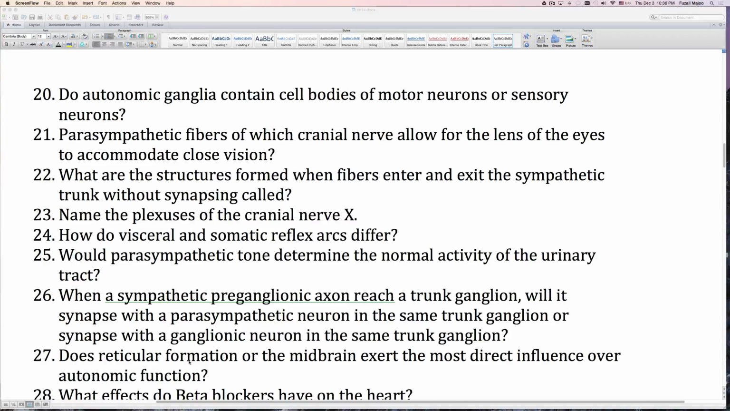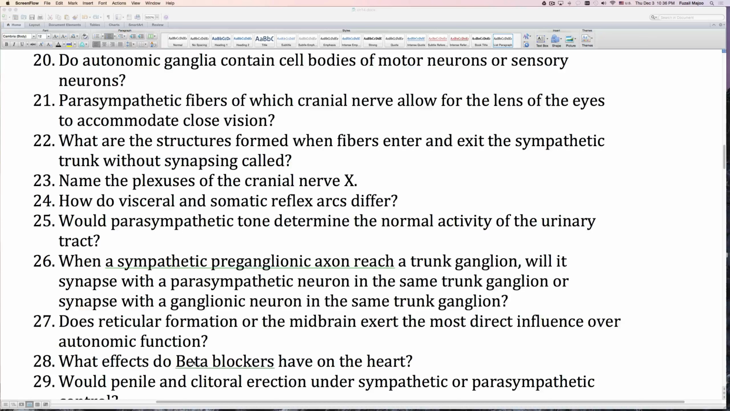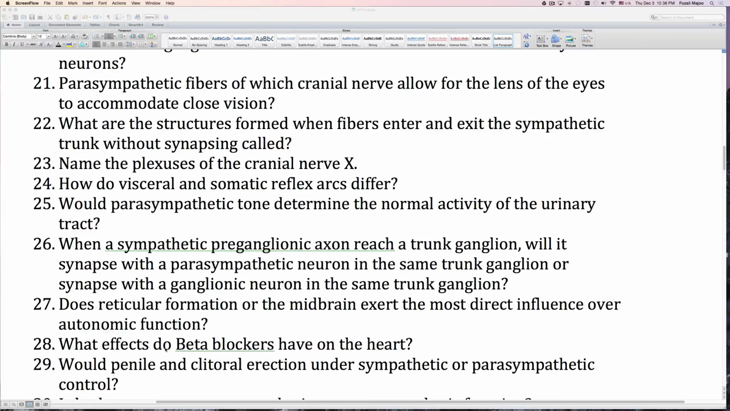Number 27. Does the reticular formation or the midbrain exert the most direct influence over autonomic function? Number 28. What effects do beta blockers have on the heart?